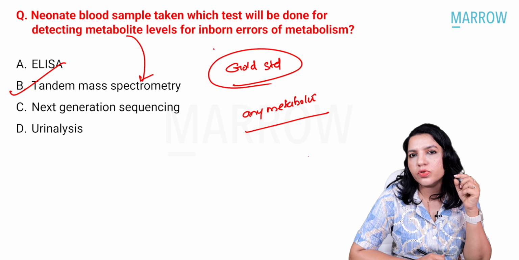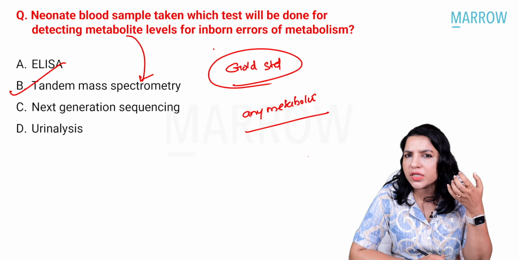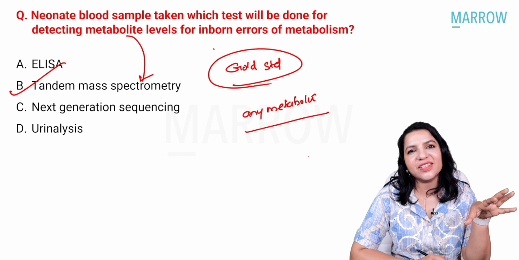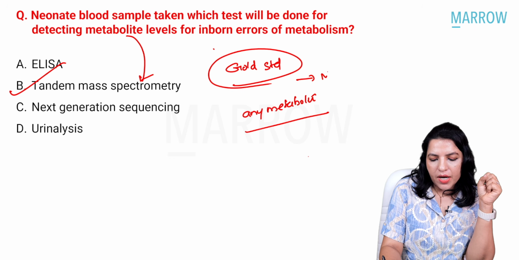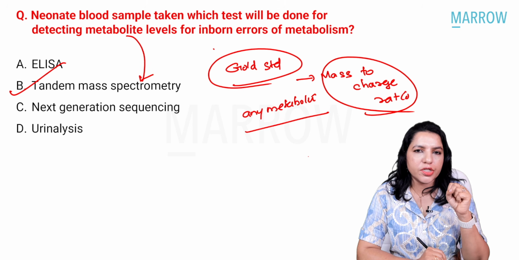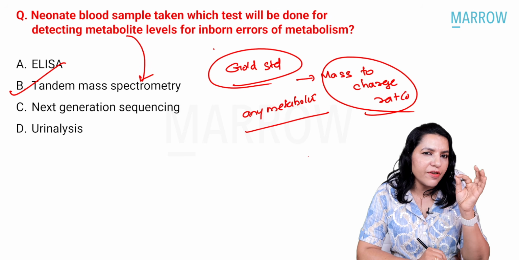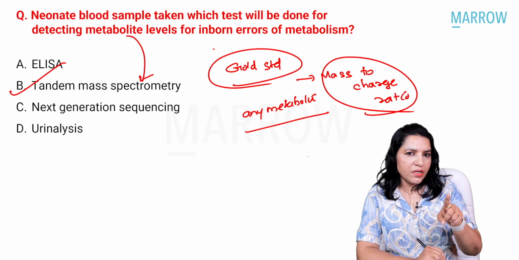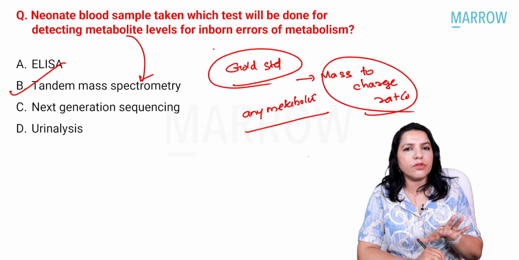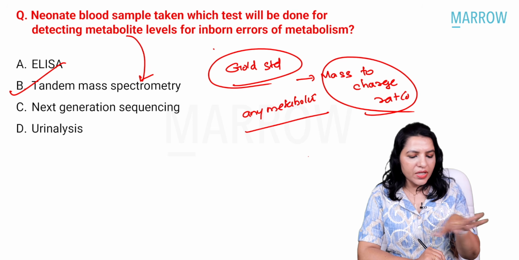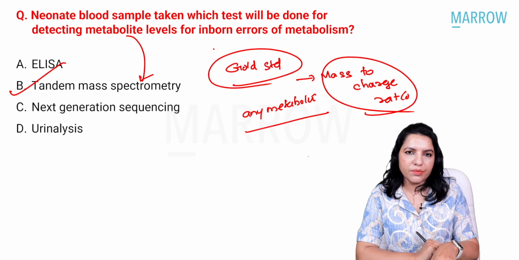And one more thing I'll ask you: tandem mass spectrometry detects the metabolite based on which principle, or based on what are the metabolites being separated? It is based on mass to charge ratio. So based on the mass to charge ratio, the metabolites get separated. Each and every metabolite has a unique mass to charge ratio. So we know which metabolite has that particular mass to charge ratio. From that we can find out what metabolite is excreted in urine or present in body fluids. So here the answer is tandem mass spectrometry.